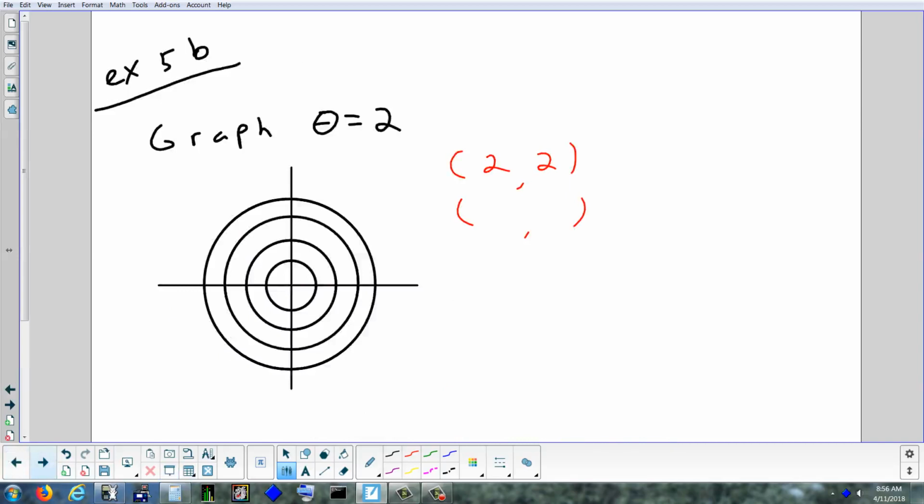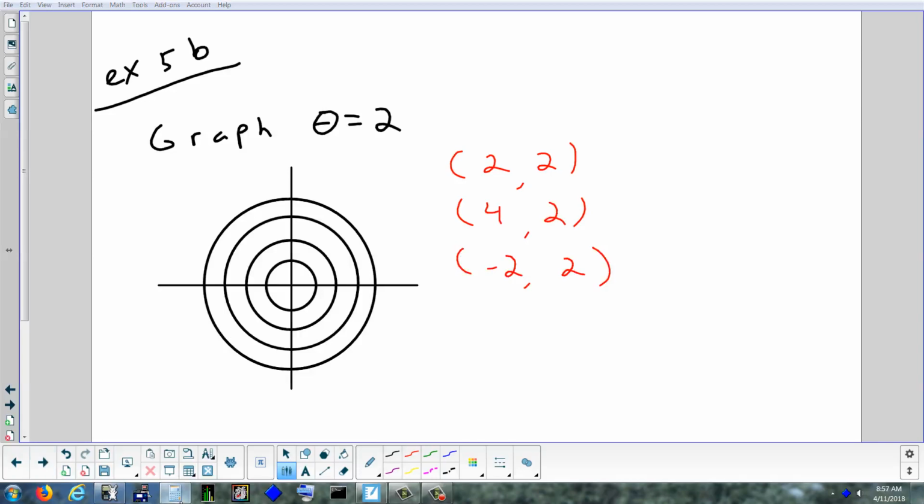Someone give me another point that would be on the graph of theta equals 2. Yep, (4, 2). Let's not go any bigger than 4 with the radius, only because my graph paper is not big enough. What else? Yeah, (-2, 2). There we go. So now we got a negative in there. That should give us a good idea.